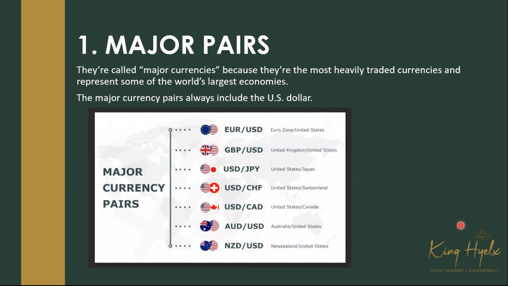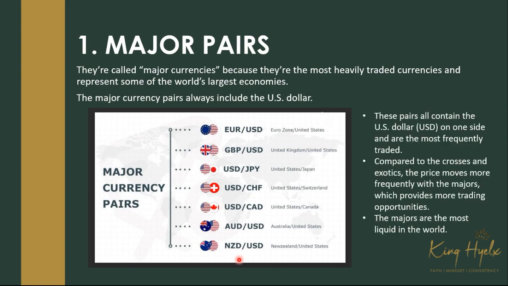They typically always include the United States dollar. United States dollar is king, right? So any pair that has USD is a major currency pair. They always include the United States dollar, and we have about 7. 1, 2, 3, 4, 5, 6, 7. So we have 7 major currency pairs.